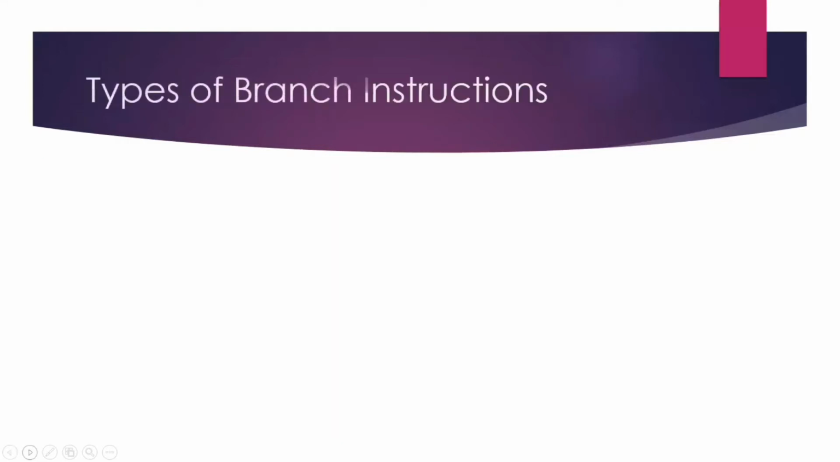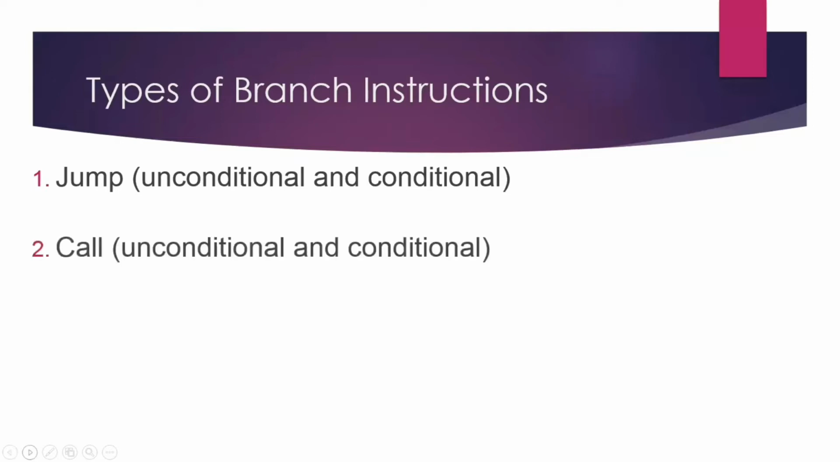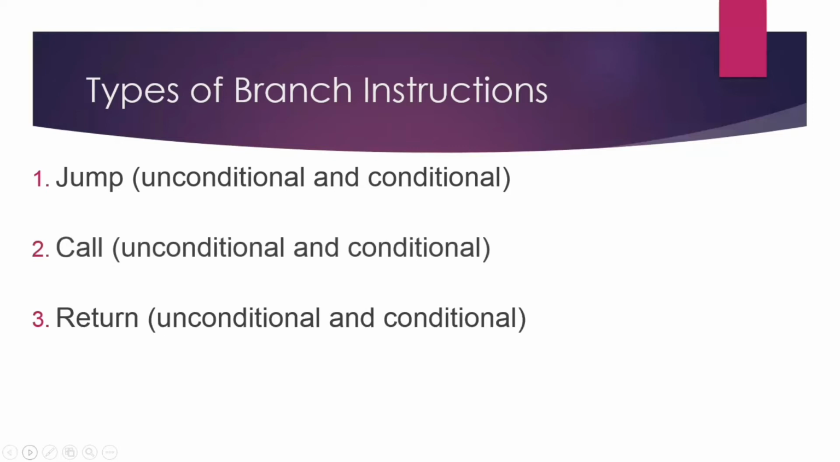Types of branch instruction. There are three types of branch instruction. Jump instruction, unconditional and conditional. Call instruction, unconditional and conditional. And return, unconditional and conditional. These are the major three types of branch instruction appearing in this topic. We are going to learn briefly about these three types.